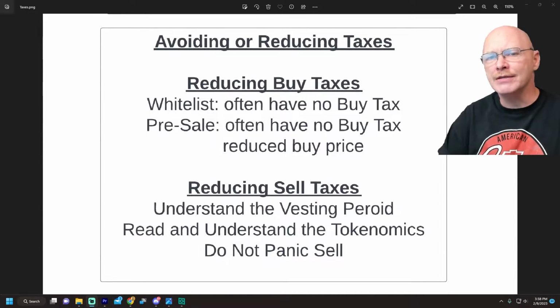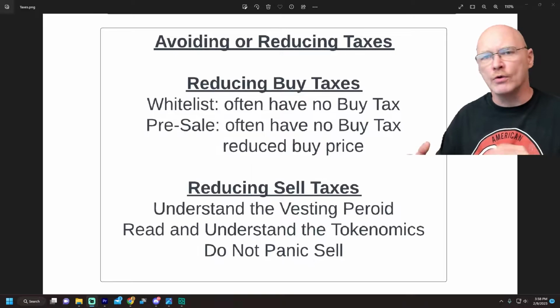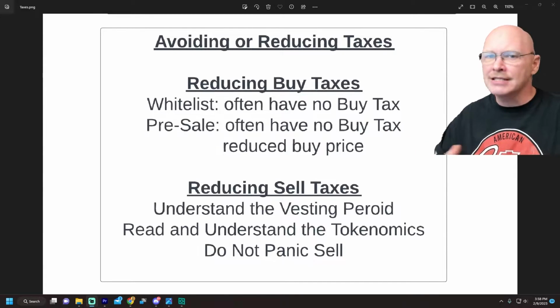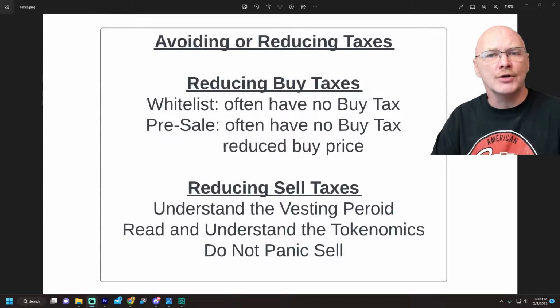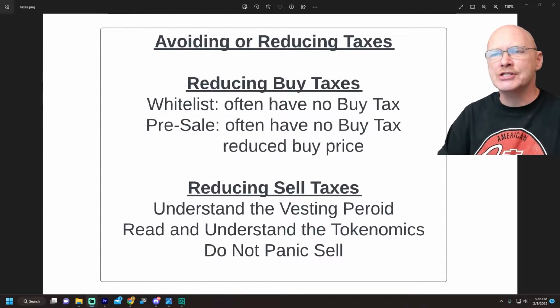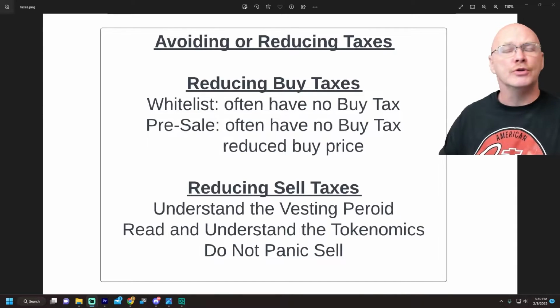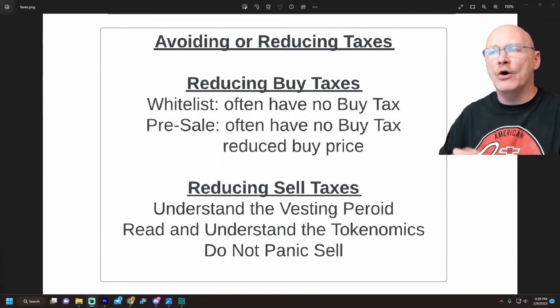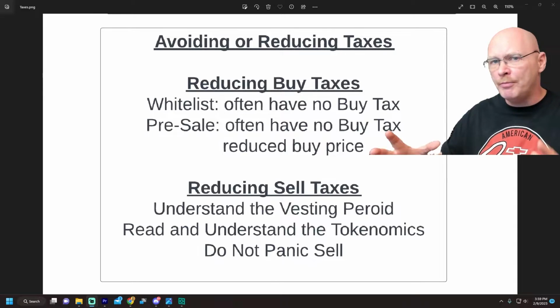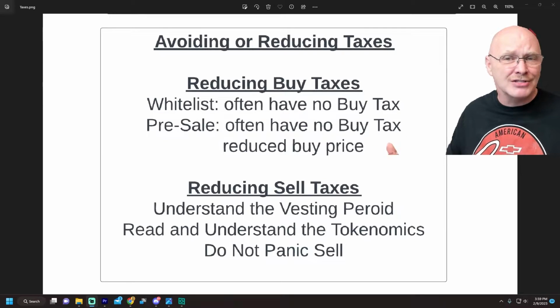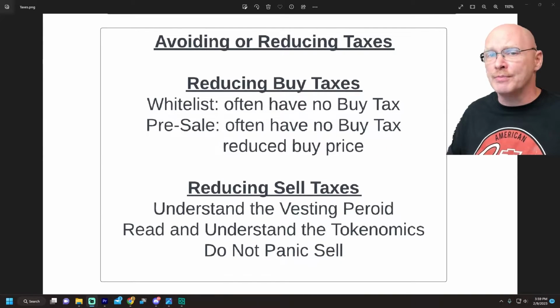Now, a whitelist is if you get into their community on Discord or Twitter or Telegram early, one of the first people in, you're very active in the community, you can oftentimes earn a whitelist. And this is essentially almost like a VIP pass into the protocol. Oftentimes it'll get you into what's called a pre-sale. Now, a pre-sale is before the general public can buy into a protocol. They oftentimes have a pre-sale that has no buy tax at all or a reduced buy tax.